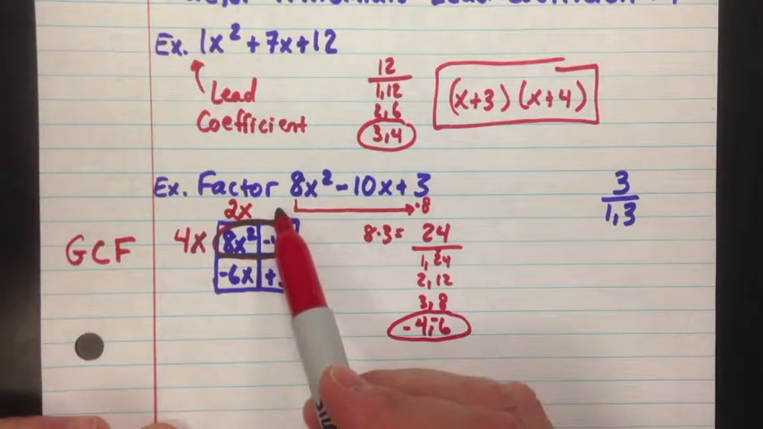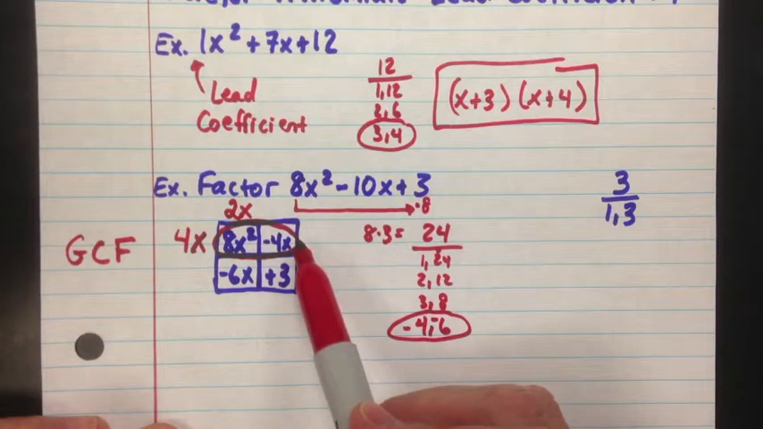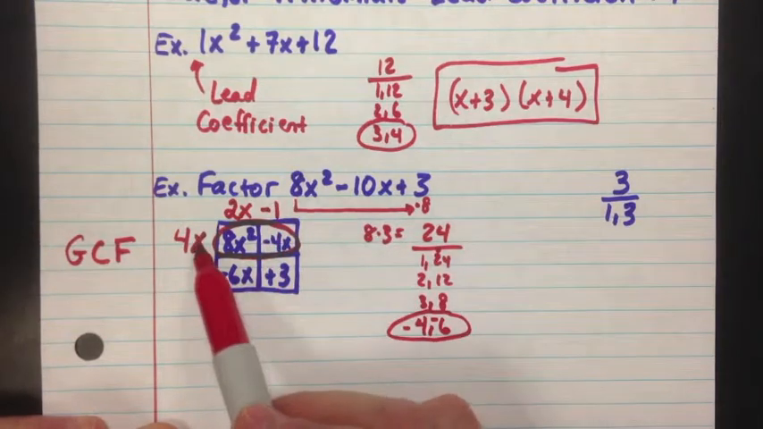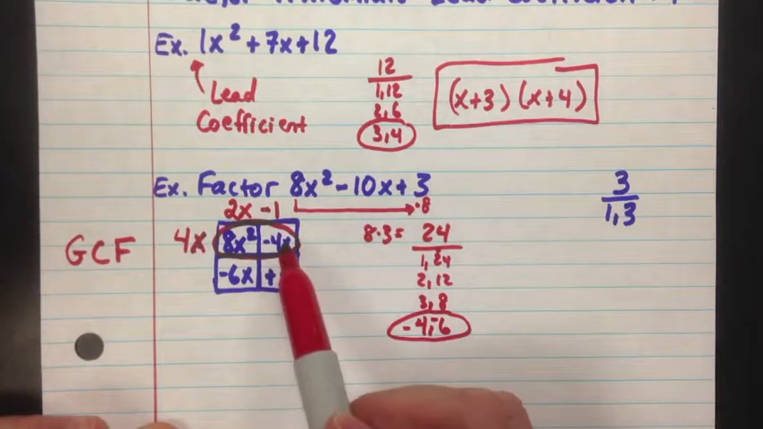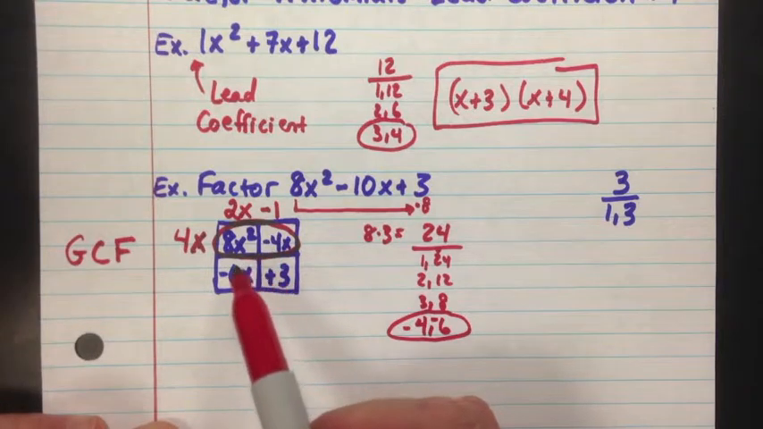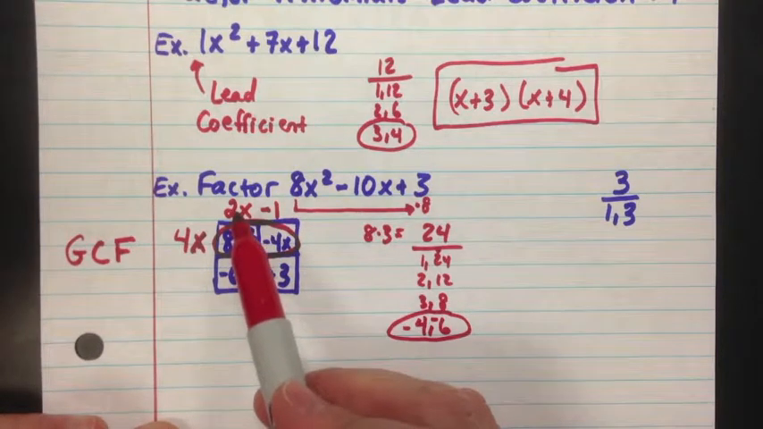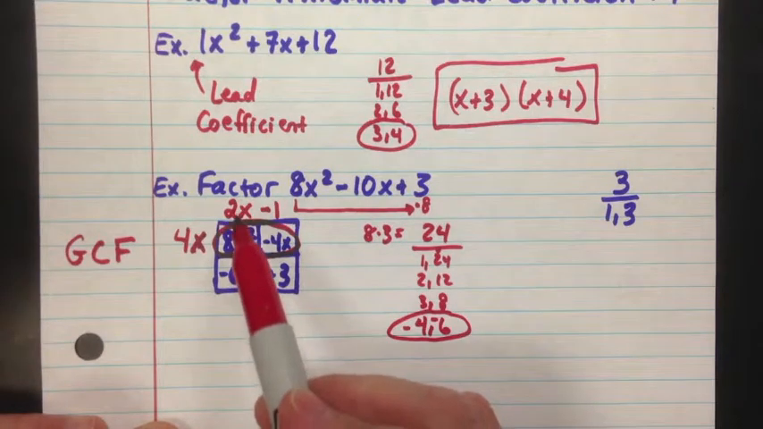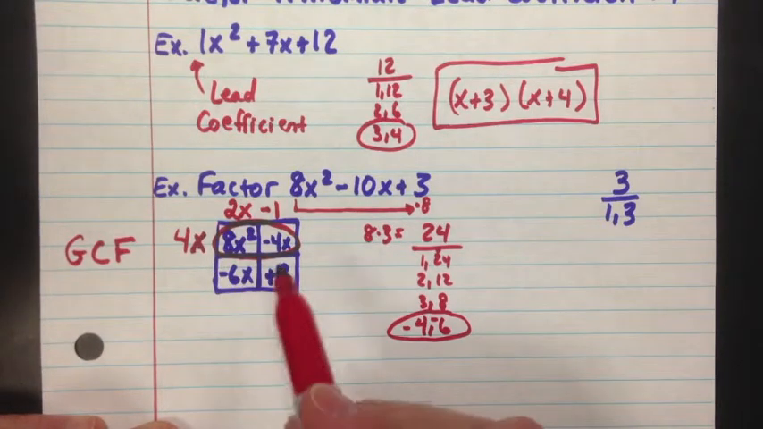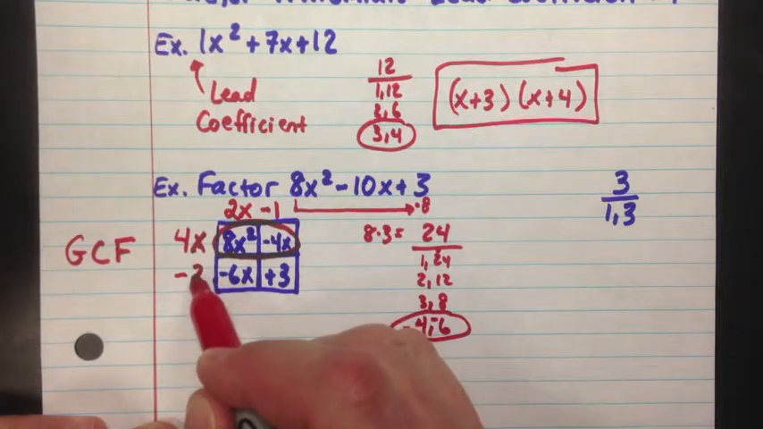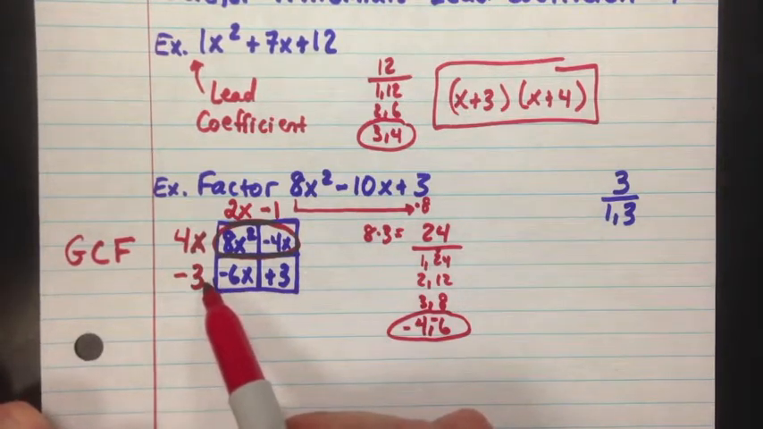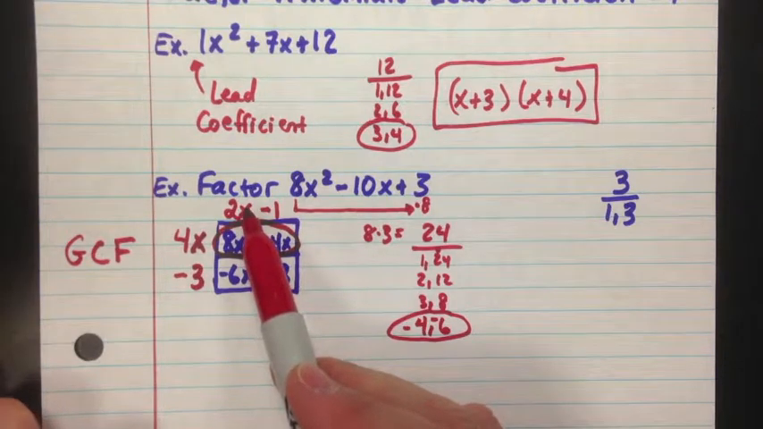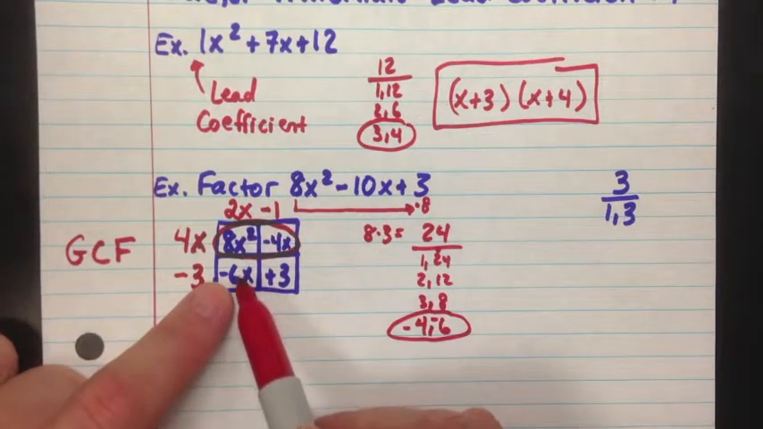4x times what will give me negative 4x? That's going to be minus 1. 4x times negative 1 gives me negative 4x. Now down here, 2x times what will get me negative 6x? 2 times what gives me negative 6? Negative 3. Now I don't need to put an x here because I already have the x right there. 2x times negative 3 is negative 6x.